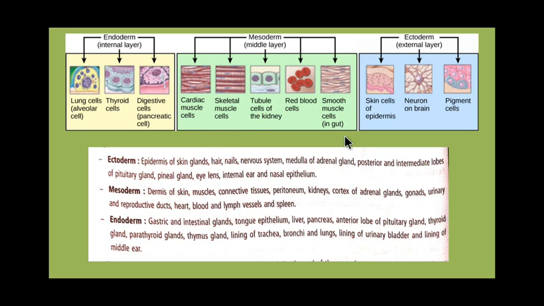Okay, here you can see skeletal muscle, the dermis of the skin, then the blood and lymph vessels are also formed, then the cortex of the adrenal glands. Then the ectoderm: here you see the epidermis of the skin, glands are formed, then the nervous system is formed, and the medulla of the adrenal gland. You have to learn it.